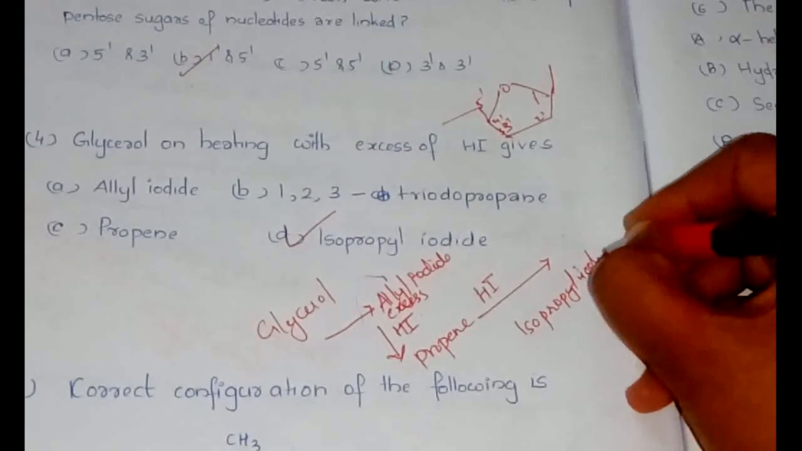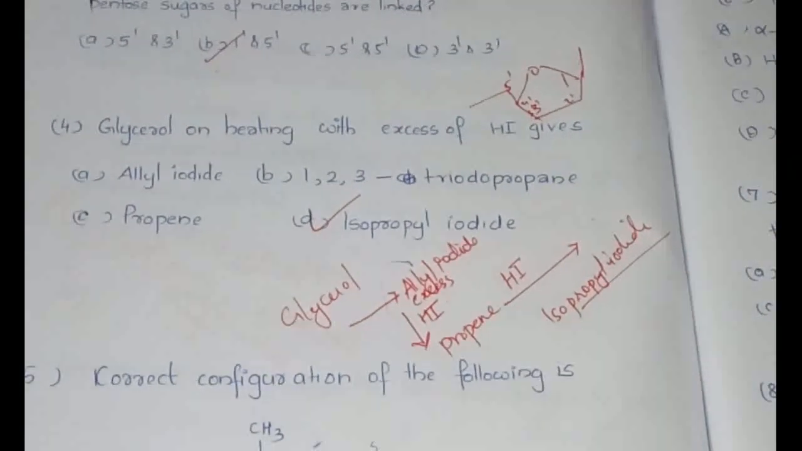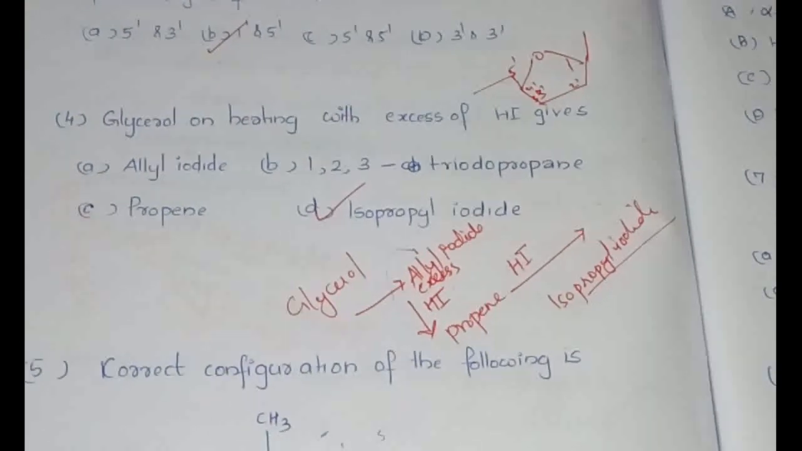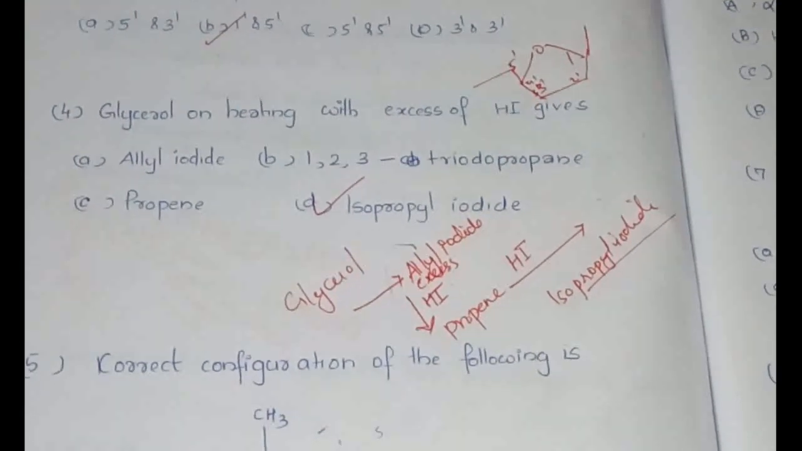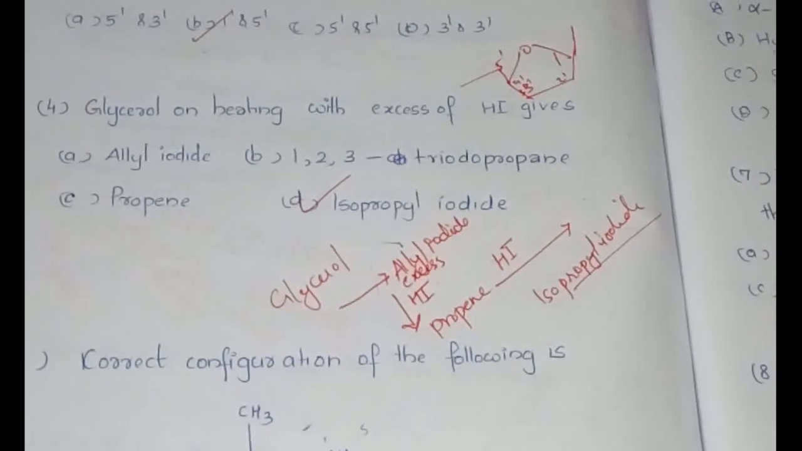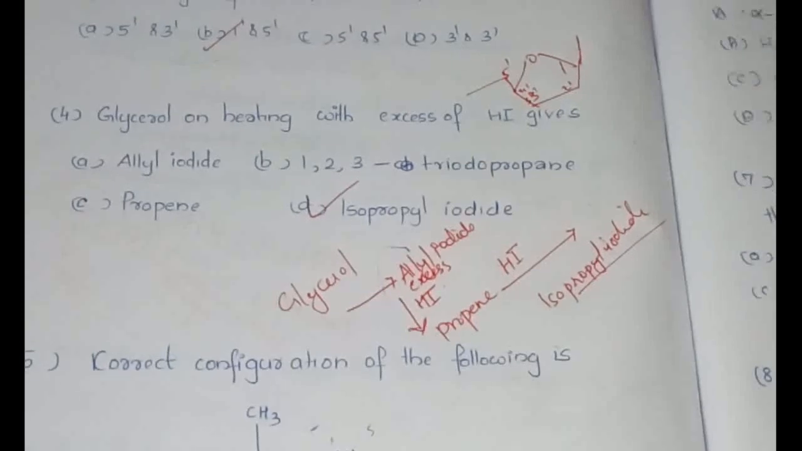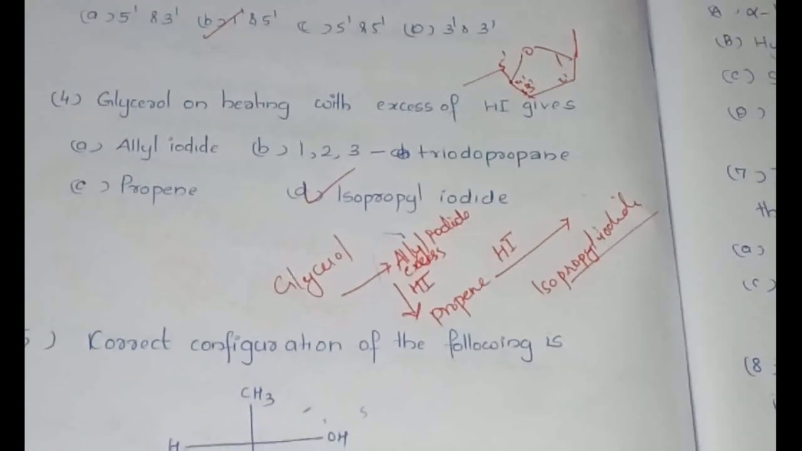iodide. So we will be considering that it is having a large excess of hydrogen iodide, and therefore the final product, that is with the excess of HI even after formation of propene, we will be expecting isopropyl iodide to form. So that would be the answer that we are looking for, option D.